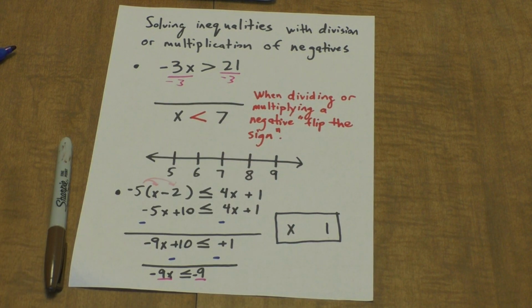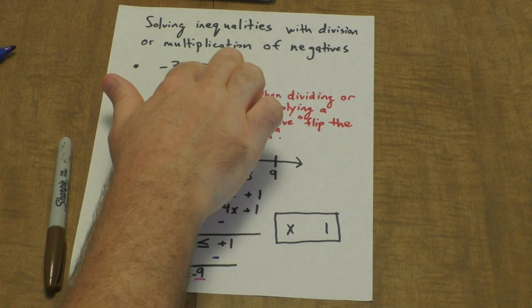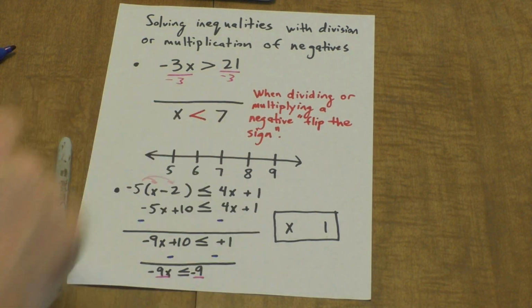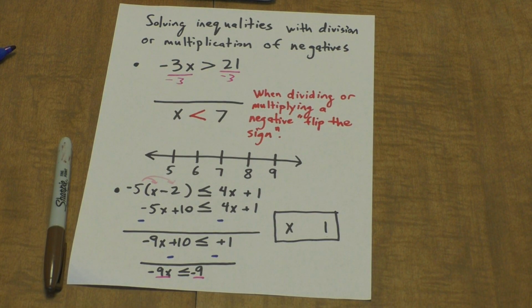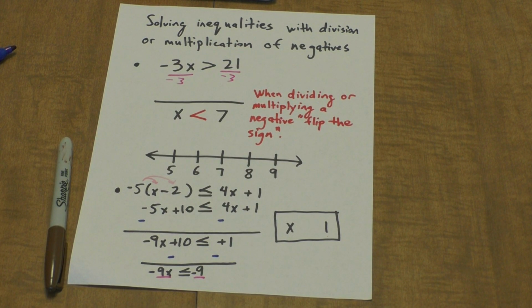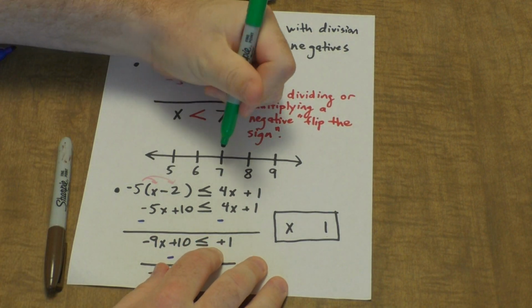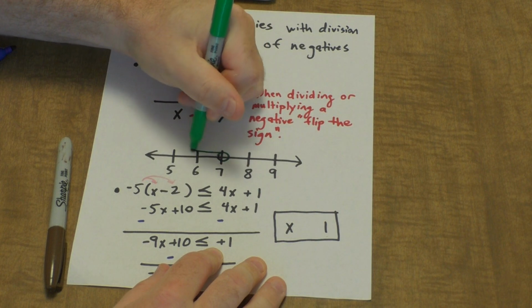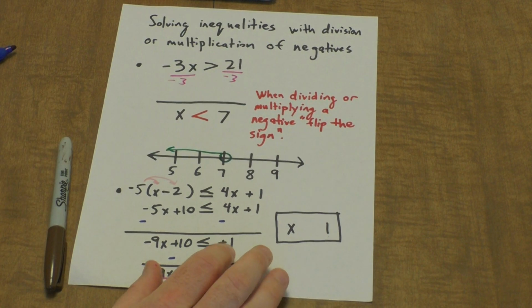Now, here's the important part. If you ever solve by dividing or multiplying by a negative, you have to flip this sign. So this greater than sign is going to become a less than sign. So if you're ever dividing or multiplying by a negative, you have to flip the sign. All right, x is less than negative 7, so I'm going to put an open dot right here, and I'm going to go to the left for less than.